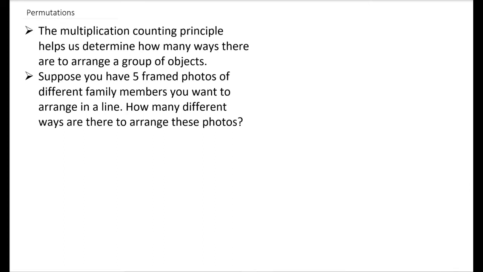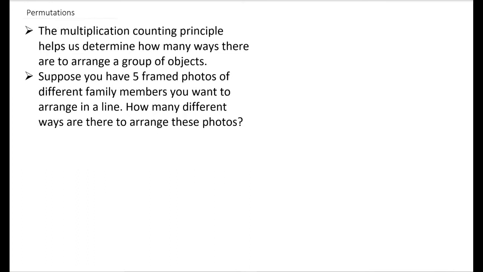All right, so now we're going to look at permutations. So the multiplication counting principle helps us determine how many ways there are to arrange a group of objects. So we can use it to count the number of things, right? We can also use it for arrangement purposes. So, for example, suppose we have 5 framed photos of different family members that you want to arrange in a line. How many different ways are there to arrange these photos? So we're talking about arrangements here now.